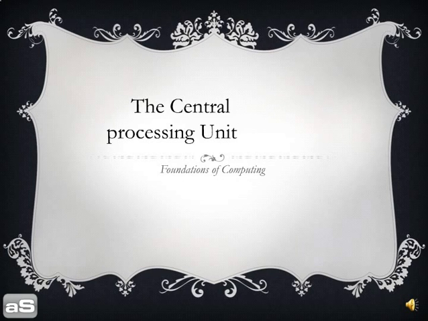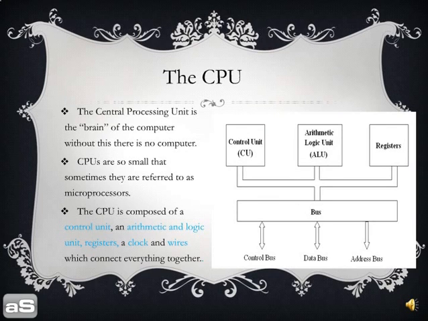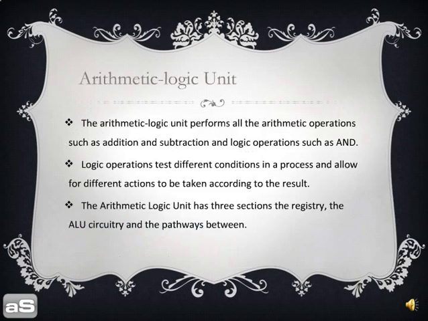The Central Processing Unit. The Central Processing Unit is the brain of the computer. Without this, there is no computer. CPUs are so small that sometimes they are referred to as microprocessors. The CPU is composed of a control unit, an arithmetic logic unit, registers, a clock, and wires which connect everything together.